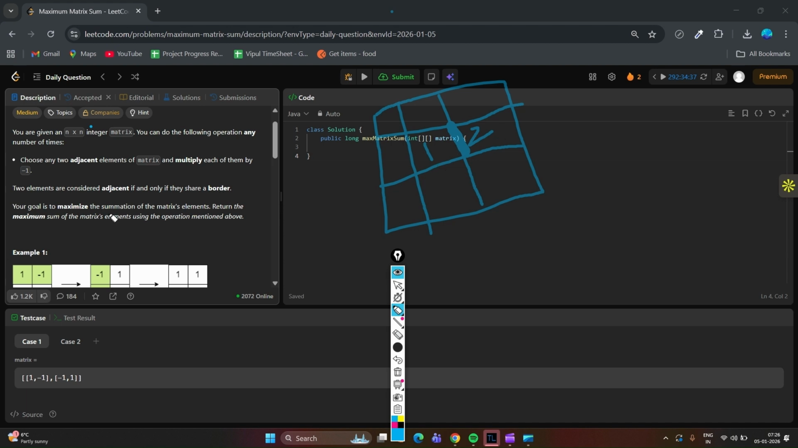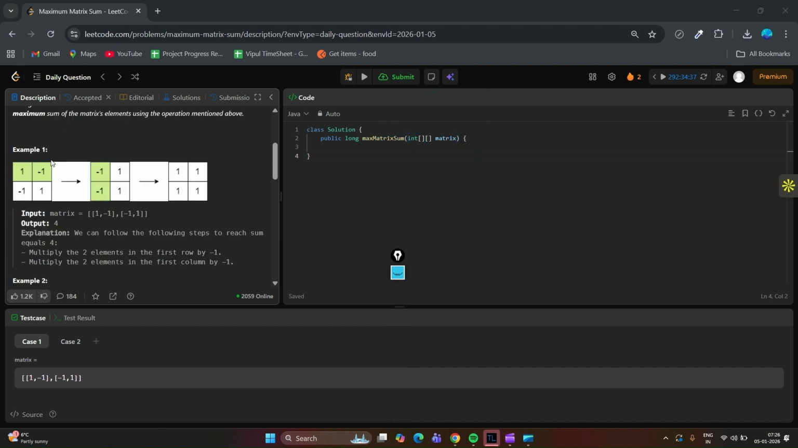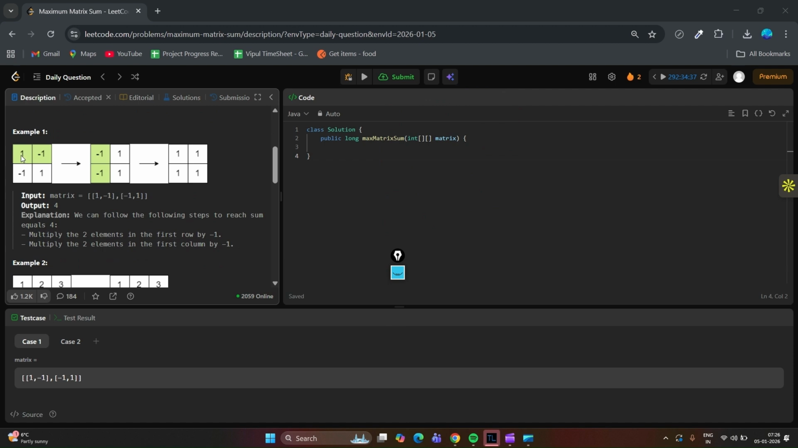Now what is our task? Our goal is to maximize the sum of the matrix elements, and return the maximum sum of the matrix elements using the operation mentioned above. Let's see the example: here is 1, minus 1, minus 1, and 1. Our task is to make the sum of all elements maximum.